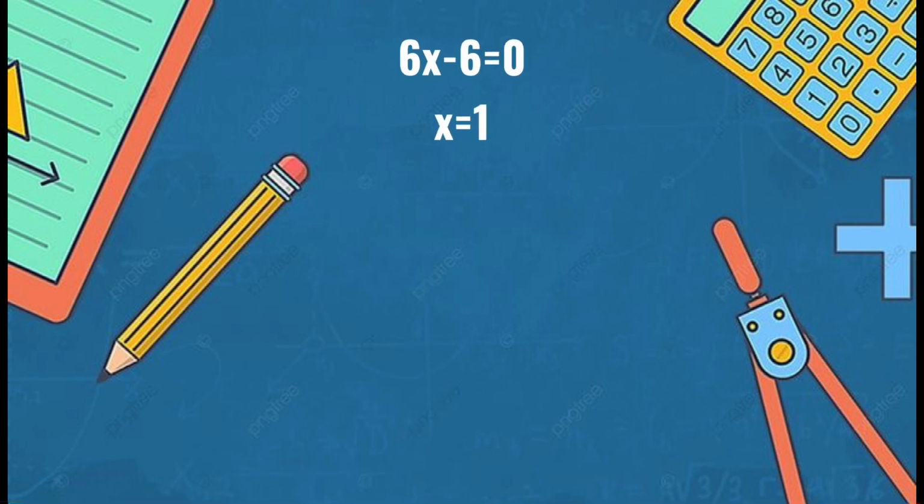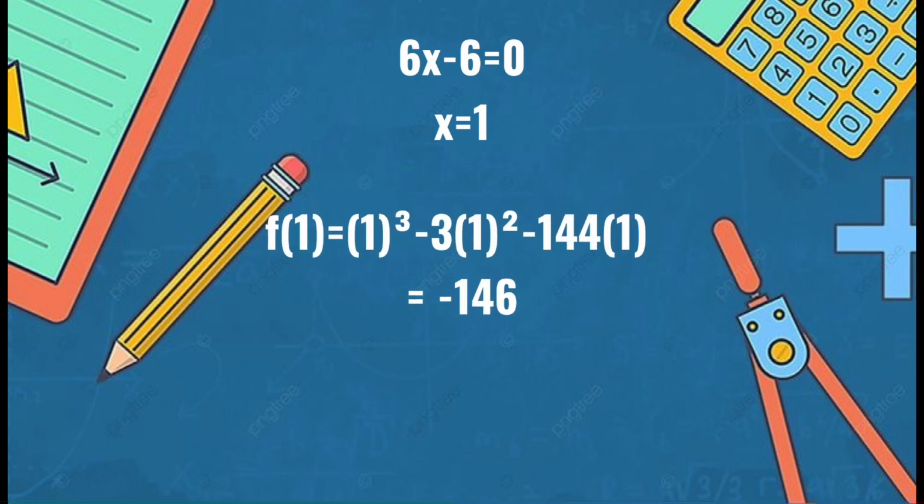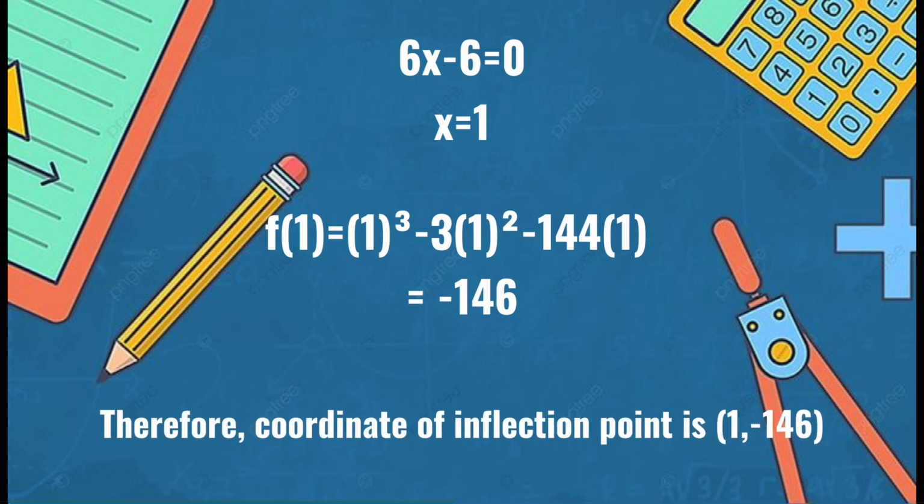An inflection point of a function only occurs at the point where the second derivative is equal to 0. Therefore, 6x minus 6 equal to 0, and we will find our value of x, which is 1. After we get the value for x, we substitute the 1 into the function, and we will get the answer, which is negative 146. Therefore, the coordinate of the inflection point for this function is (1, negative 146). So that's how we get our inflection point.